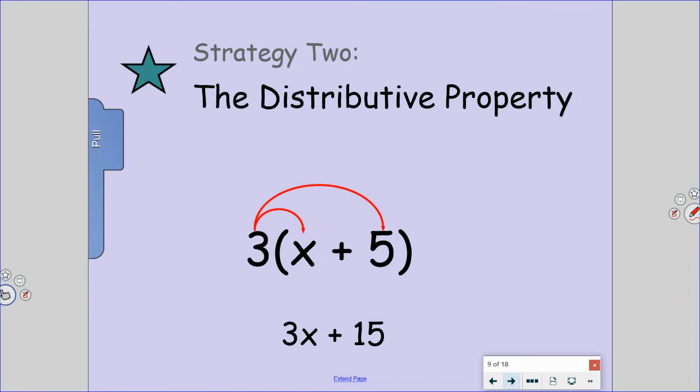Now, strategy 2 is using the distributive property. And that's where we can draw these nice little groups, draw these nice little arrows. 3 times x is 3x, 3 times 5 is 15.